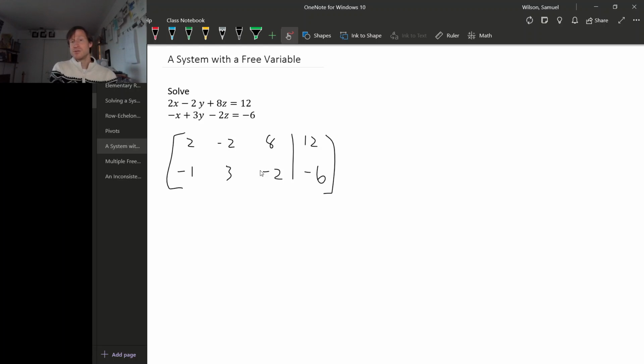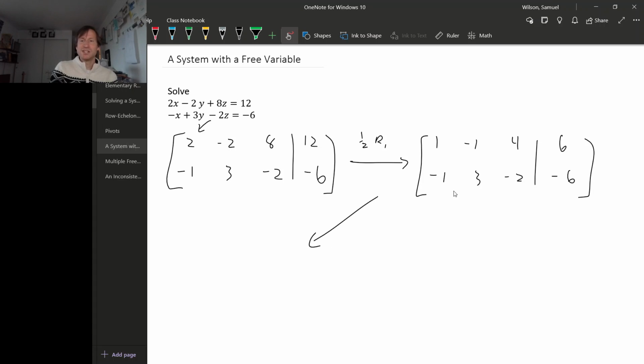Now we just need to do row operations to get this into row echelon form, or maybe reduced row echelon form. Usually, if I'm going to need free parameters, then I go all the way to reduced row echelon form. So for our first operation, we want a leading 1 in this first row, so let's divide the first row by 2. That gives us 1, minus 1, 4, 6. And the second row isn't changing, so minus 1, 3, minus 2, minus 6.